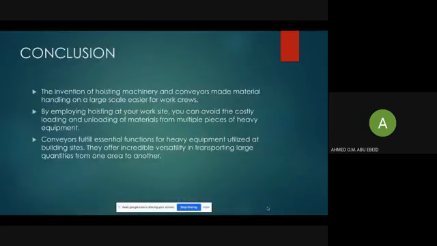Now, to conclude this presentation, the invention of hoisting machinery and conveyors made material handling on a large scale easier for work crews. By employing hoisting at your work site, you can avoid the costly loading and unloading of materials from multiple pieces of heavy equipment. Conveyors fulfill essential functions for heavy equipment utilized at building sites. They offer incredible versatility in transporting large quantities from one area to another.